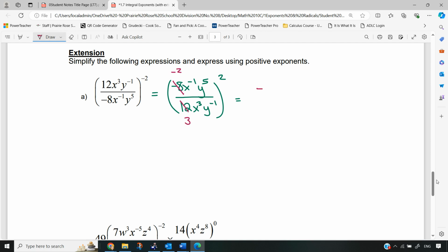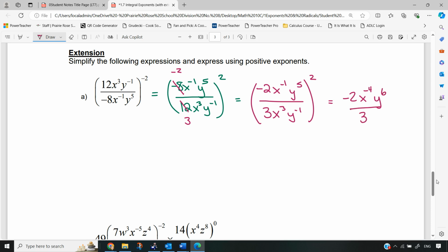So that's going to give me negative 2 x to the negative 1 y to the 5th all over 3x cubed y to the negative 1. And again, this is all in brackets with an exponent of 2. I could have simplified my variables at the same time, but I'm just trying to simplify as I go. So I'm going to have negative 2 x to the negative 1 divided by 3. So negative 1 minus 3 is negative 4. And then I have y to the 5 divided by y to the negative 1. So 5 minus negative 1 is 6. And in the denominator, I still have a 3.